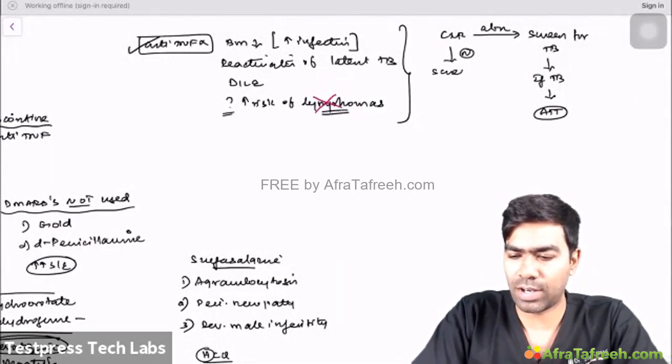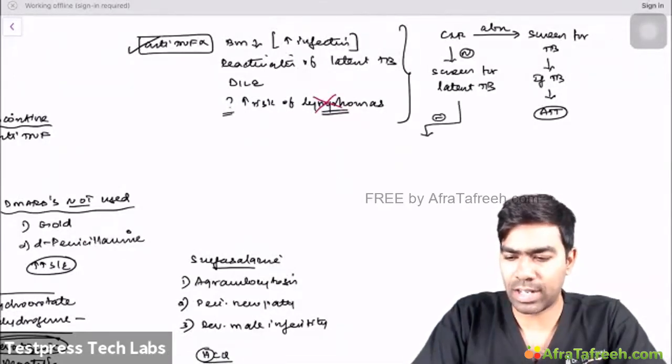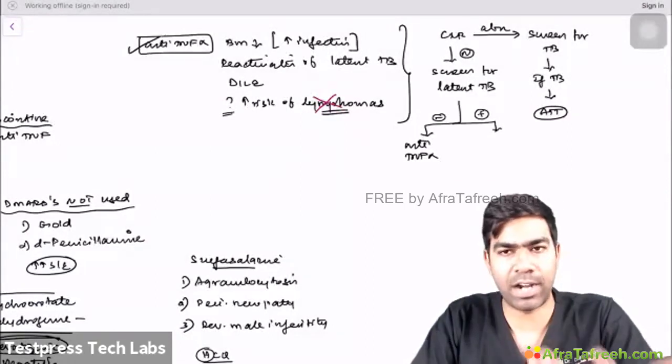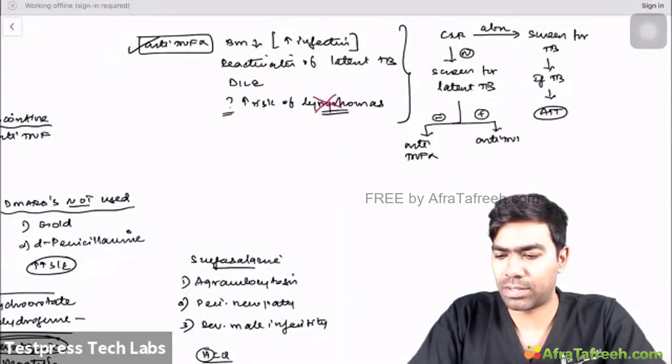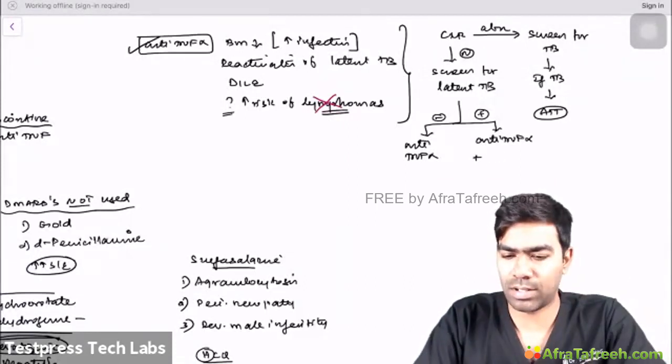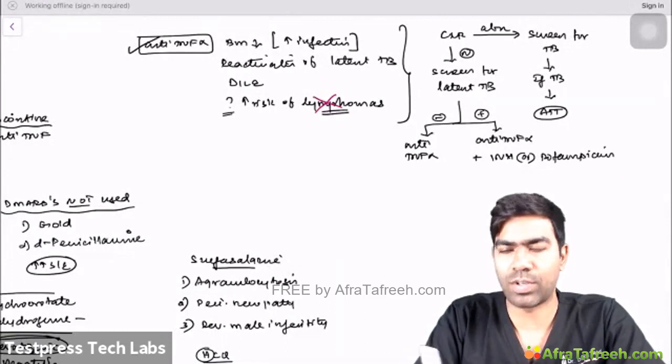Then in this setting, you have to screen for latent TB, that is latent tuberculosis. If the screening is negative, then you can start with anti-TNF drugs. If the screening is positive, which means Mantoux or IGRA is coming as positive, then in this setting you're going to treat with anti-TNF plus either INH or a rifampicin regimen for latent TB. So this is what you're going to see.